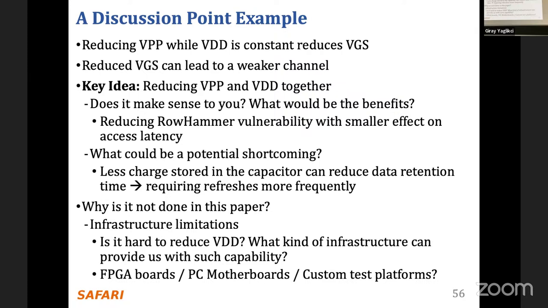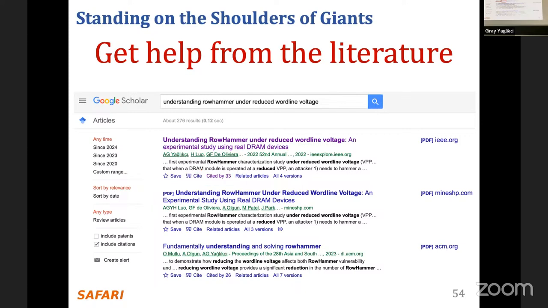So what kind of infrastructure can provide us with such capability? Basically, we need some port that officially supports that, where you can play with VDD. In our FPGA boards, it was not there. But maybe the overclocking community in gaming uses specific motherboards that provide you with some voltage control so you can overclock. Maybe it can work the other way as well. So maybe we can explore some BIOS options. We can discuss these, or we can talk about custom test platforms if it makes sense to invest in this. These are some discussion points that we can come up with. I'm not saying that this is the best discussion point you can come up with, but I guess it's much better than the ones here.